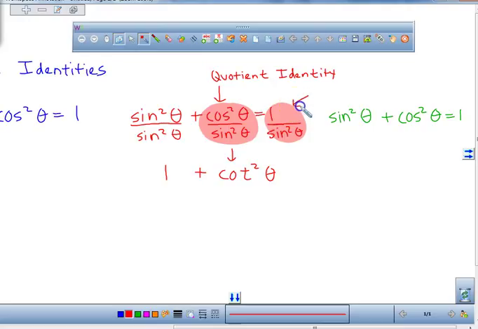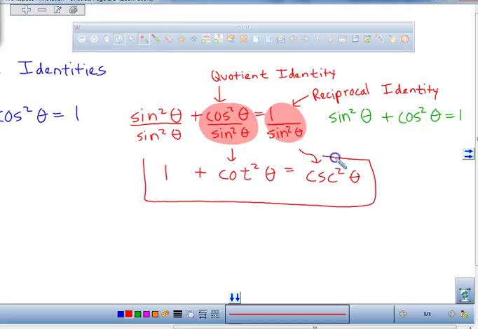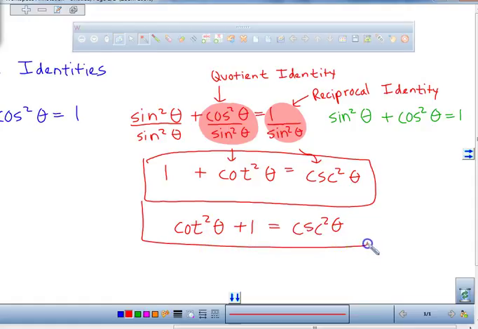Now, over here, 1 divided by the sine squared theta. I'm going to put another arrow. This is not a quotient identity. This is called a reciprocal identity. And what is this reciprocal identity technically equal to? Cosecant squared theta. This is one of the other Pythagorean identities. You might see it written as cotangent squared theta plus 1 equals cosecant squared theta. These mean the exact same thing. 1 plus this is equal to this plus 1.